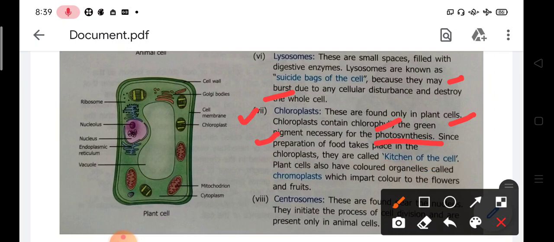Plant cells also have colored organelles, meaning apart from chloroplast, there are other colored structures also present in the plants, and that is due to the presence of chromoplast. Chromoplast gives different colors to the flowers, leaves, and fruits. So all these different colors are provided by chromoplast, and green color is provided by chloroplast.